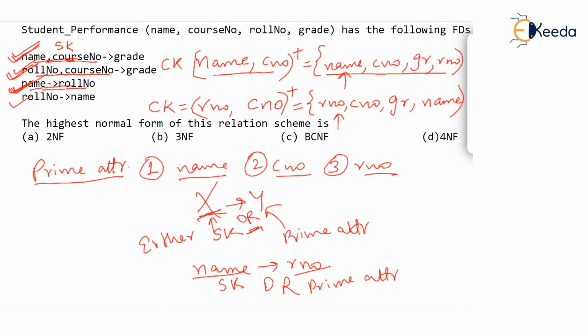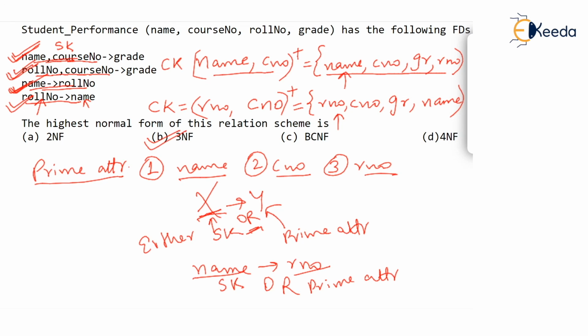Similarly, fourth dependency, roll number determines name, is also in 3NF because although left hand side is not a super key, but right hand side is a prime attribute. Notice name is a prime attribute. Then all the dependencies follow 3NF. So the answer is B.